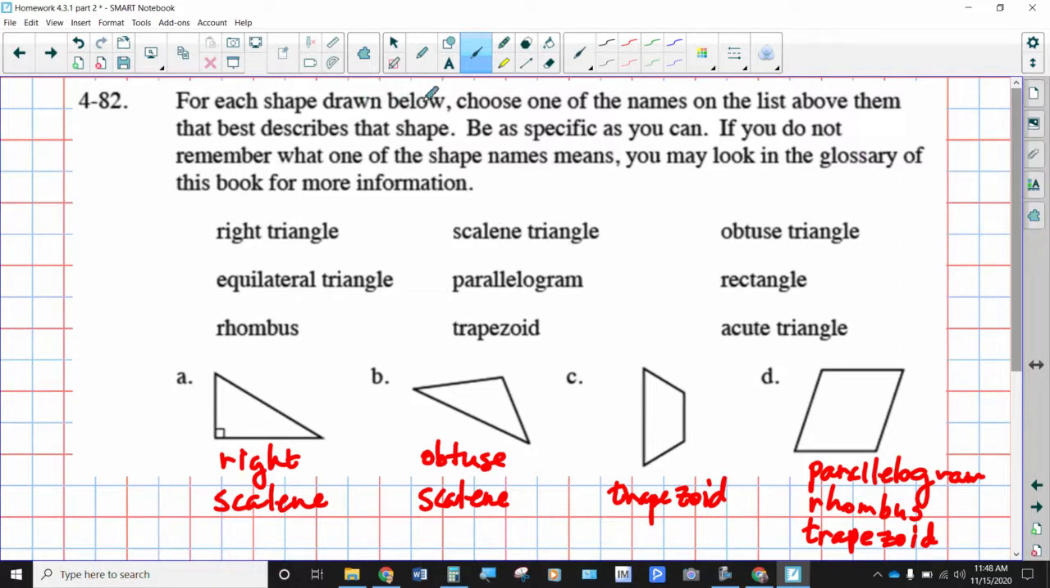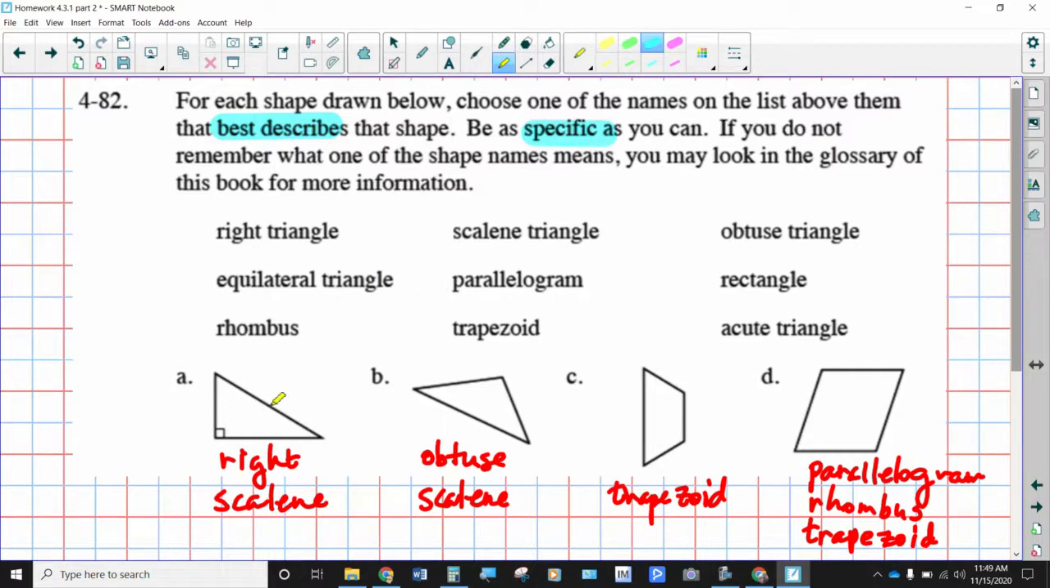So for each of the shapes below, choose one of the names on the list above them that best describes them, okay? The word best is important because some of these, like a parallelogram, there's lots of different types of parallelograms, right? A rectangle is a parallelogram, so is a trapezoid. We want the best name, okay? So I've listed in these situations every name, and then I will highlight which one is the best name. So be as specific as you can.